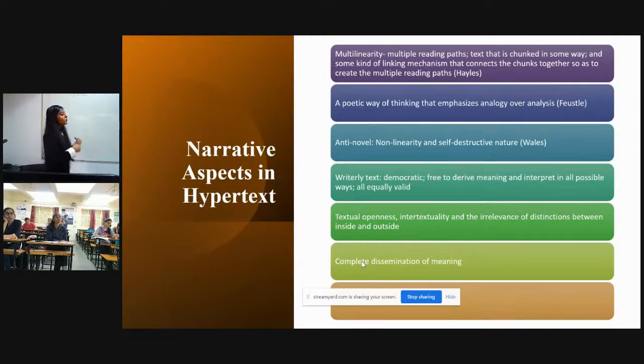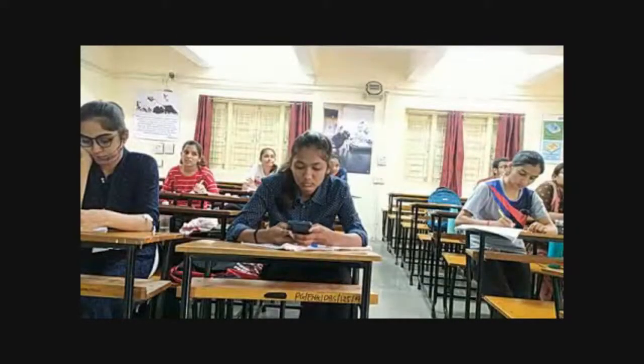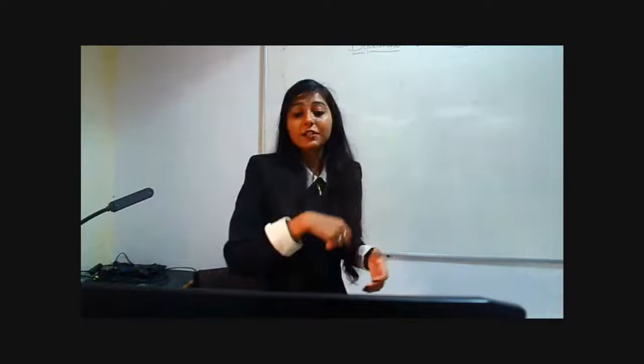It is a writerly text, because you yourself as a reader are also writing simultaneously while reading. Then there is textual openness. You can navigate any link you want. If there are pictures, then you can click on the pictures. Another picture will appear. Another book might appear if the writer or the coder had coded that thing. Then there is complete dissemination of meaning. There is no meaning as such in this kind of hypertext. If I am reading, I am developing my own meaning. If you are reading, you are developing another kind of meaning, which is totally different from mine. So whose meaning will be considered the true meaning, or whose interpretation will be considered the true interpretation?